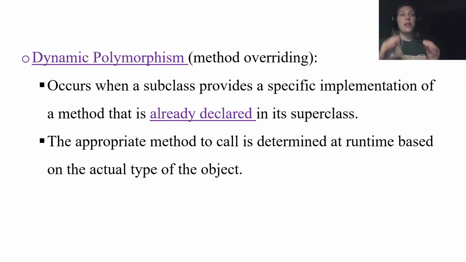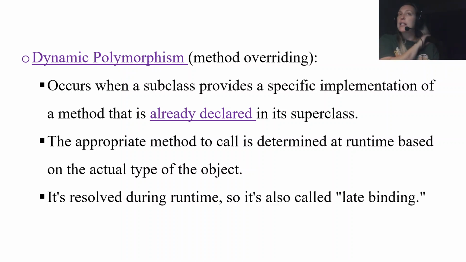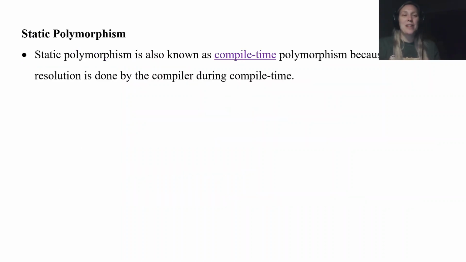And which method you use is actually determined at runtime, and it's based on the type of the object, the created, instantiated type of what that object is. It's decided at runtime as opposed to compile time with static. Because we decide this at runtime, another word for it is late binding. So that's dynamic polymorphism, and because that involves super classes and subclasses, that's why we talk about polymorphism in the inheritance unit.